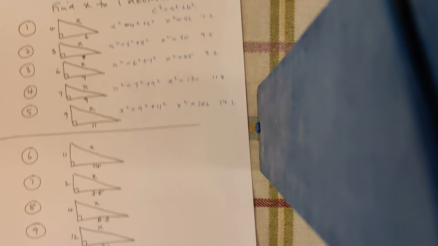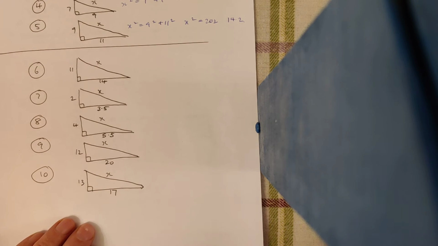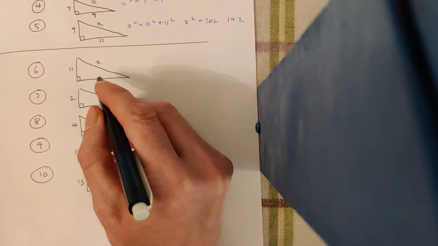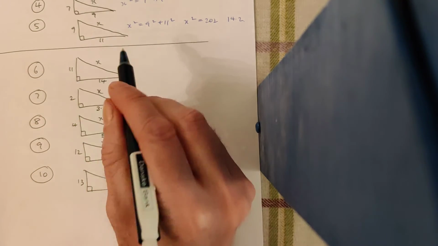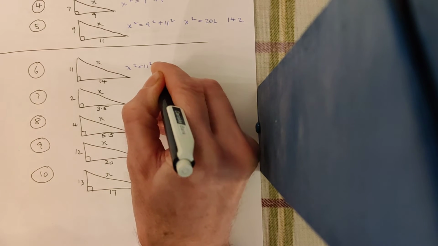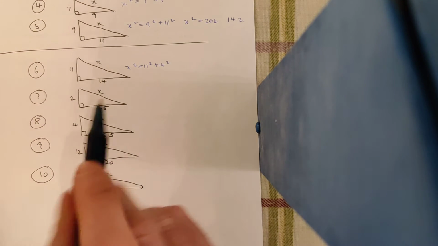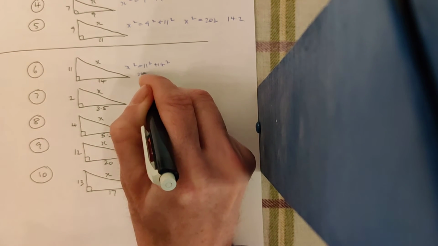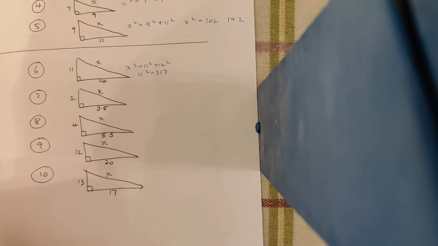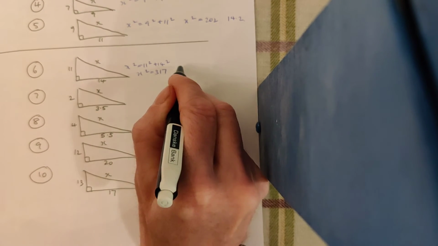So, moving on to the second day's homework, which was questions 6 to 10. Again, very, very similar to what we did before. In number 6, it's x squared equals 11 squared plus 14 squared. So that's 14 squared plus 11 squared is 317. So x squared is 317. So we're going to square root 317. And I get 17.8.